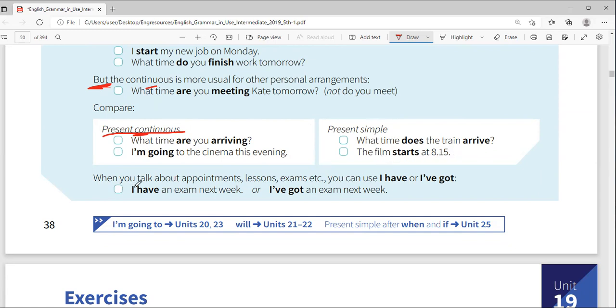So when you talk about appointments, lessons, exams, etc., you can use I have. I have a lesson at 6 a.m. or I have got a lesson at 4. They're the same. Yeah. I have an exam next week. I have got an exam next week. You can still use that. So that is fine.